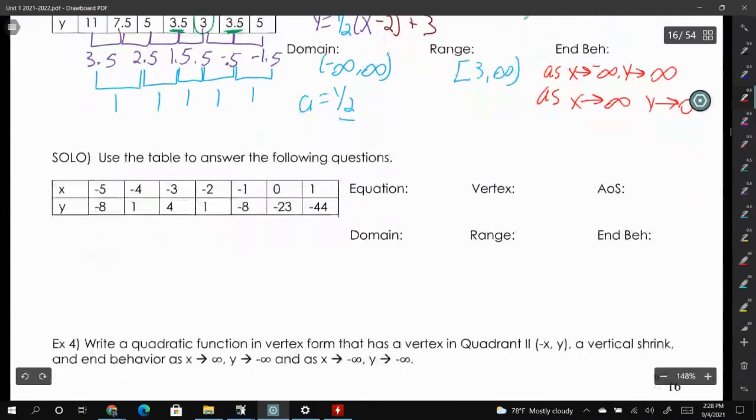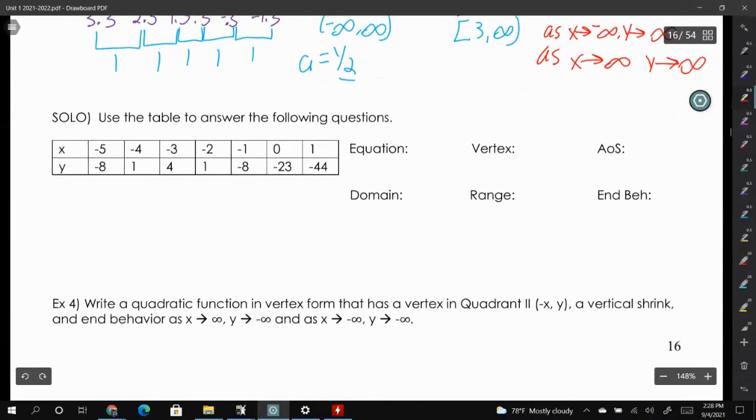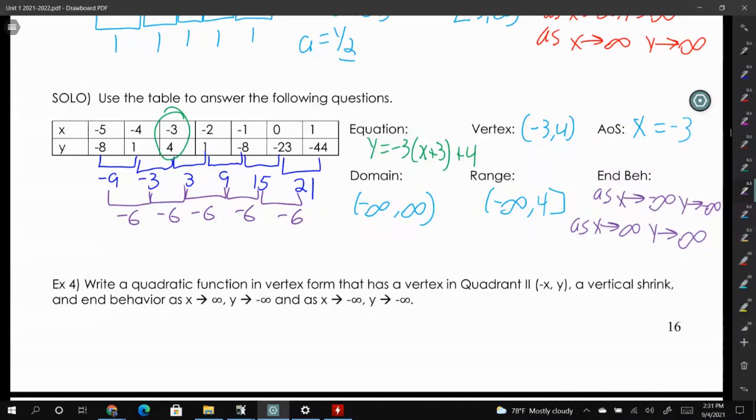All right, so I want you to try this problem, this solo right here, and pause the video, unpause it to see what you get. Look at the answers here. So you see that I calculated the first difference, and then the second difference got -6. That meant that the a value is half of that, or -3, and that's where that came from.